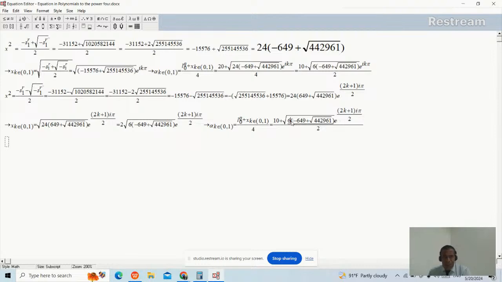To remain only 6, exactly like this one, times negative. Minus is outside. Then this is plus, and also this one is a plus. So this is the roots.